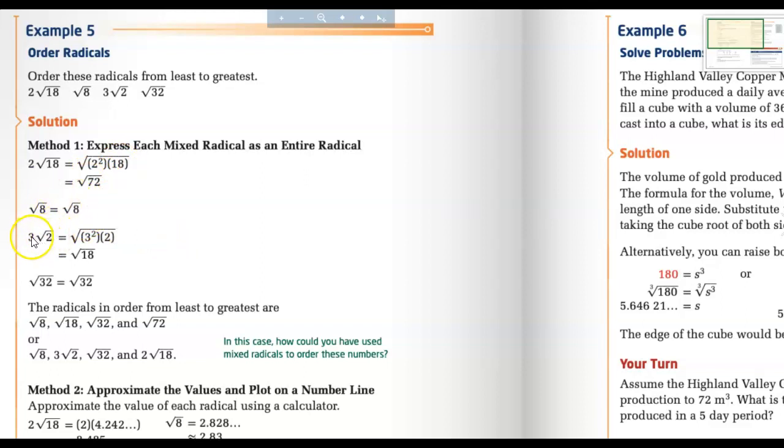So the 3 to put inside, you're going to square it first, which is 9. And that's what they're doing here. 3 times 3 is 9. And then you multiply by what's inside there, 9 times 2. So the entire radical is 18. Square root of 18, and you get square root of 32.